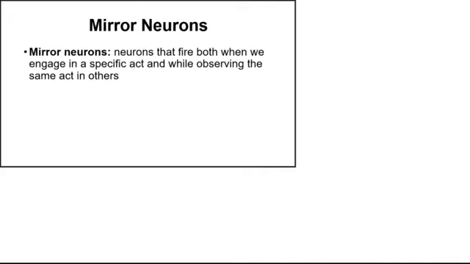Okay. And then if we wanted to look at our physiological responses, we actually have parts of our brain that light up when we see people doing an action, but also when we do that same action. So these are called mirror neurons. So if we're focusing in on specific neurons or specific pathways, these are neurons that fire when we engage in a particular action and observe others engaging in the same action.